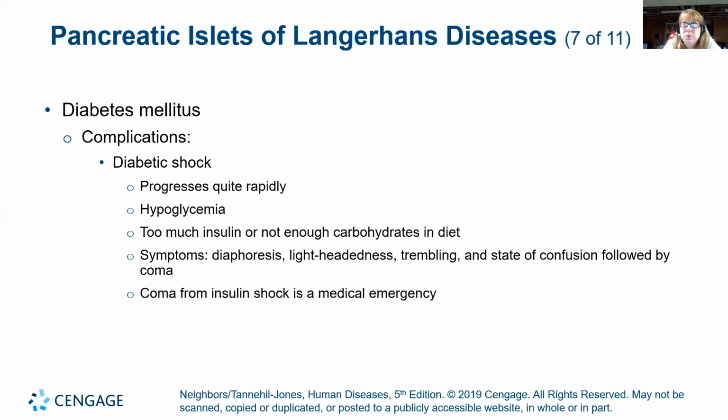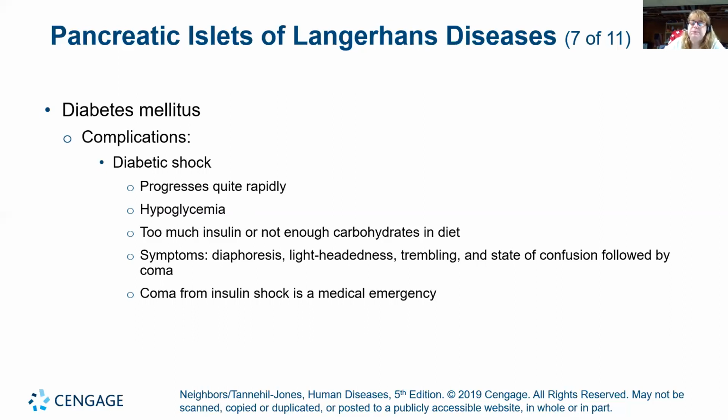Hypoglycemia, this is when people give too much insulin to themselves, or they aren't eating enough carbohydrates, or when they have a stressor event. Okay, when they have a stressor event, it can chew up those carbohydrates and they don't even know it. Okay, the symptoms: they're sweaty, they're lightheaded, they're shaking, they get into states of confusion followed by a coma, or they just pass out.